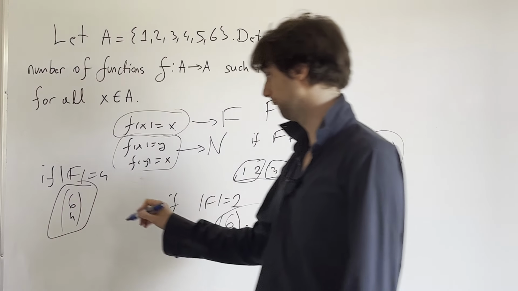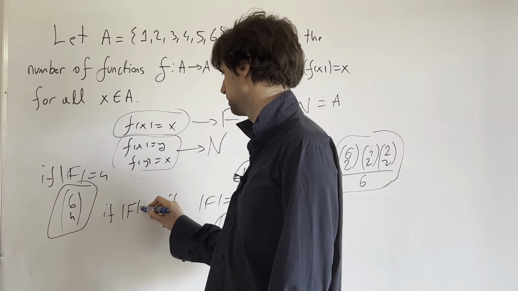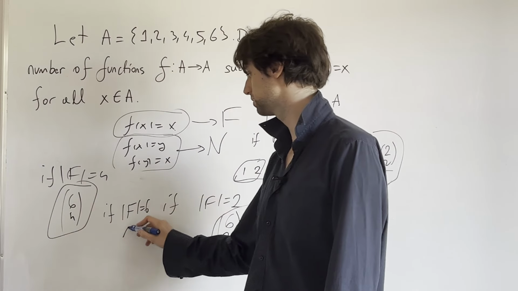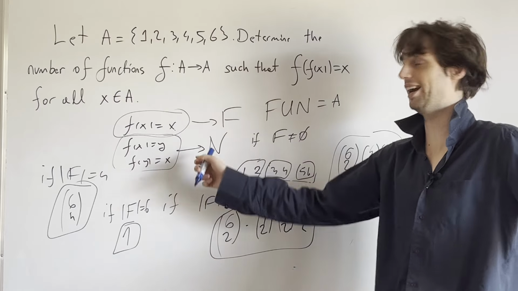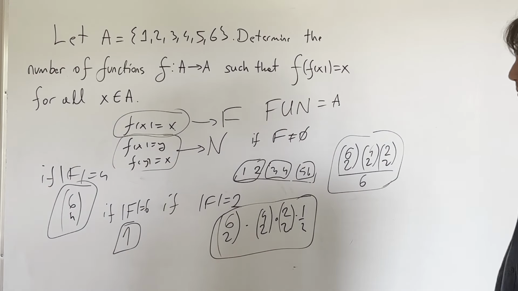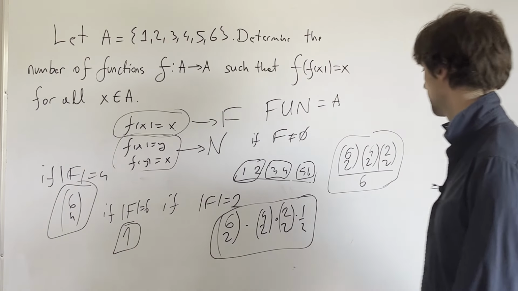And now what if the size of f is equal to 6? Well, what does that mean? That means every single one of them is fixed, so then there's one way. The n is empty, so there's not much counting to be done. And so the total number of functions f is this plus this plus this plus this.